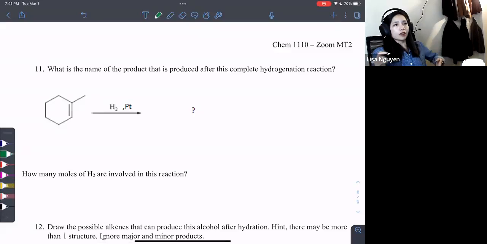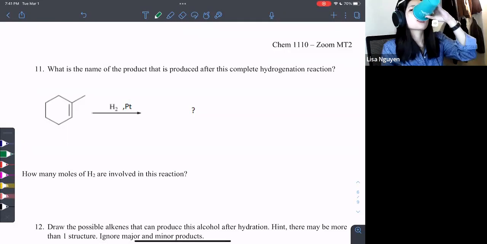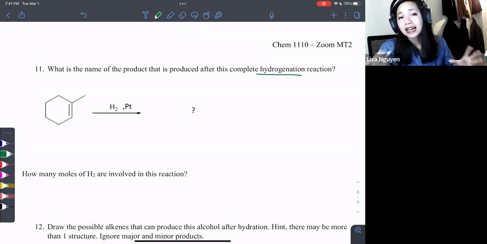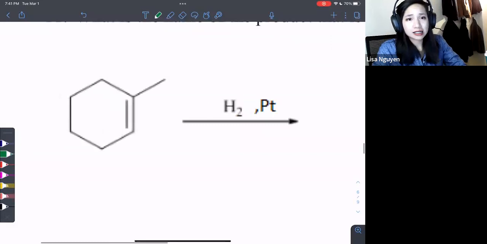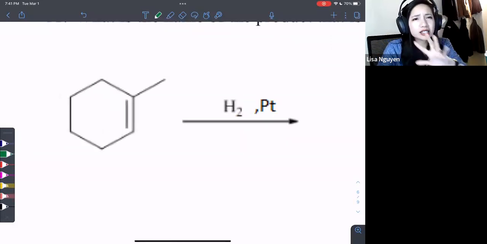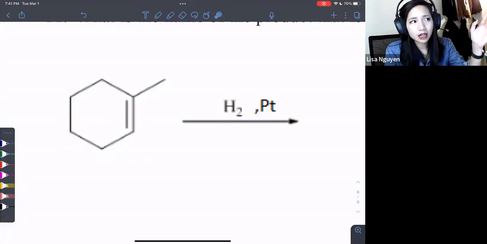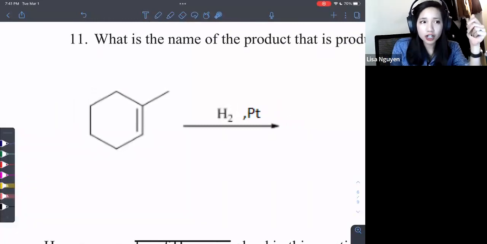So what is the name of the product that is produced after the complete hydrogenation of this reaction? So the things I note: hydrogenation, that is adding hydrogens. And you might be asking, where do I add the hydrogens? Well, alkanes, just carbons single bonded, are really non-reactive. It's double bonds that are reactive. So we don't care about all the rest of the molecule. All we care about is the double bond right here. So we're doing a hydrogenation, we're adding hydrogen atoms. So then the question is, where do they add to?